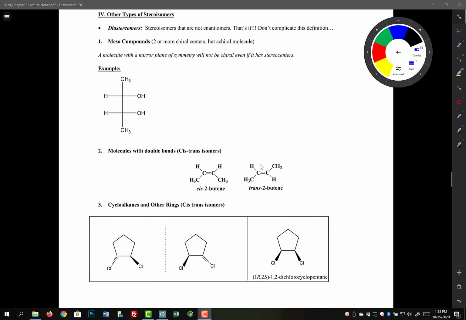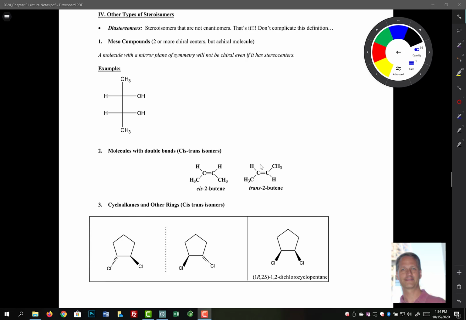There's two other types of stereoisomerism that we need to talk about. One is a concept called a diastereomer. So diastereomers are simply stereoisomers that are not enantiomers. So that's it. Don't complicate this definition. It's easy to do so. We're going to see some examples as we go through and look at some problems.